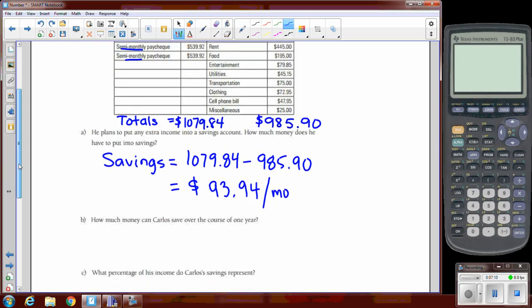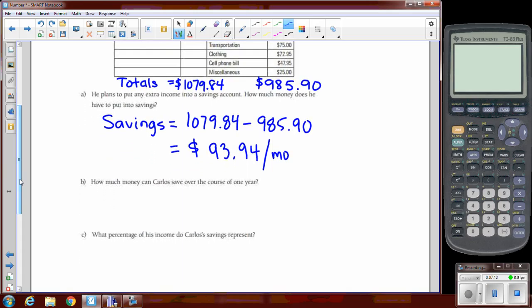So that goes a little further now. He's saying if he can save that in a month, how much can he save in a year? Well, if he's actually saving $93.94 each month, there's 12 months in a year. If I multiply those two, he could save $1,127.28 per year, barring that he doesn't have any extra expenses if he just kept the same budget.